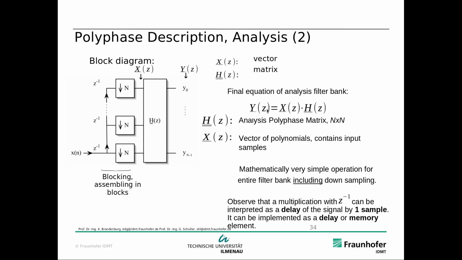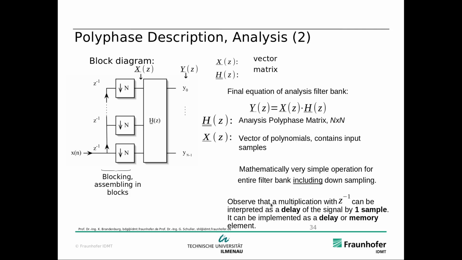So the subbands y of z, which is a vector here, result from the Z domain vector x of z times the Z domain analysis polyphase matrix H. And this H is a square matrix, which means it's in principle invertible. So that's an important property which we need for the synthesis for perfect reconstruction. Yeah, so mathematically very simple operation for the entire filter bank, including downsampling. So now we have a simple multiplication here.